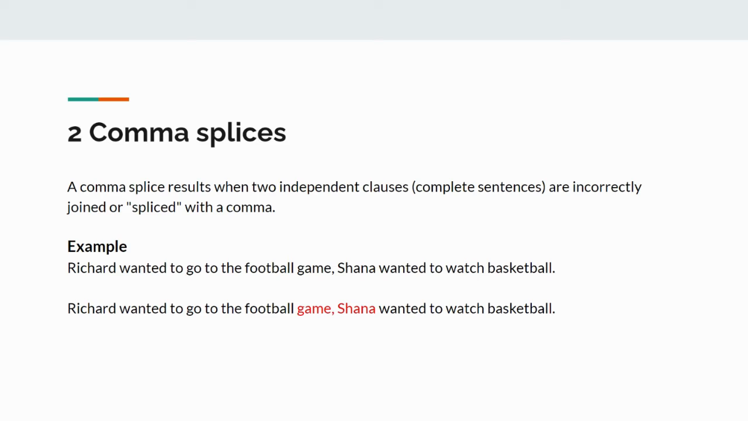In between there, you can see that there is a comma. But both the beginning of the sentence, Richard wanted to go to the football game, and the end, Shauna wanted to watch basketball, are complete sentences on their own, which means that they can never be joined by a comma. Not in English, and neither in Swedish.